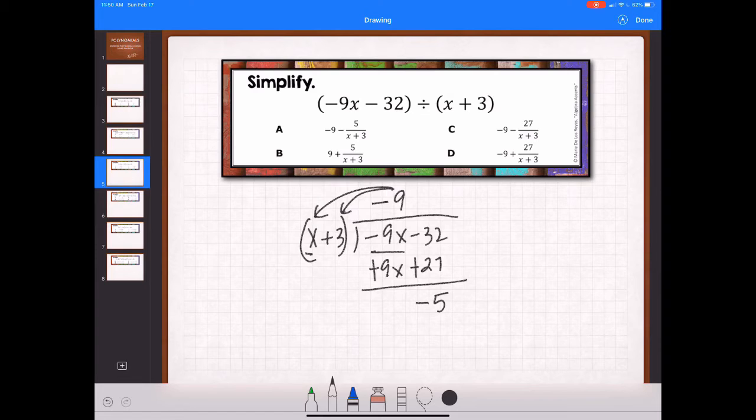We have nothing to bring down, so we're going to attach it as a remainder, which means we take the same sign. We're going to make a fraction. This number is going to be the numerator. Our divisor is going to be the denominator. So our quotient, the final answer, is all of that. Negative 9 minus 5 over x plus 3.